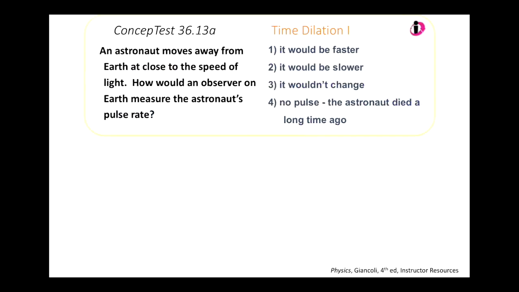So let's skip over these. Actually, let's do this one just because it's bothersome. An astronaut moves away from the Earth at close to the speed of light. How would an observer on the Earth measure the astronaut's pulse rate?